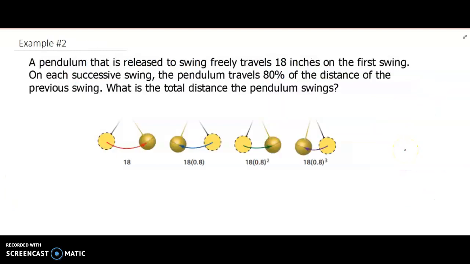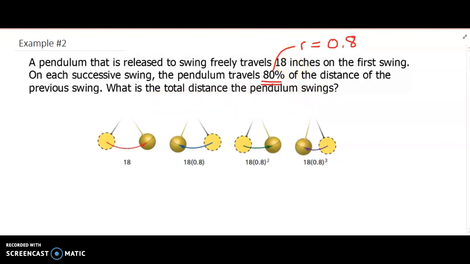All right, so let's go ahead and look at this. It says, a pendulum that is released to swing freely travels 18 inches on the first swing. On each successive swing, the pendulum travels 80% of the distance of the previous swing. Okay, so our r is 0.8. What is the total distance the pendulum swings?